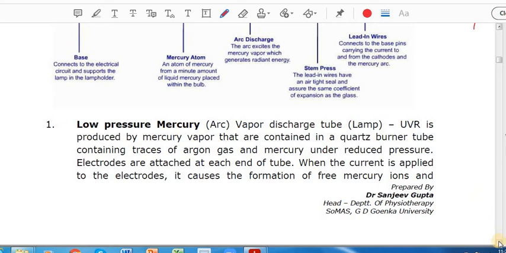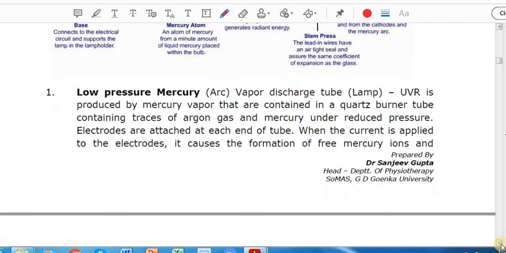Now if you understand the basic principle behind the production, and you know that the substance we take always is mercury, so we are in a position to now understand 3-4 very common equipments. We also call them lamps that are available and that are used for different types of radiation. So in this line, the first one is the simplest one, the low pressure mercury. We also call it mercury arc vapor discharge tube. You know why it is named low pressure? Because the pressure is kept low so that the mercury is not liquid, mercury is in gaseous form. Vapor again because mercury is in gaseous form.